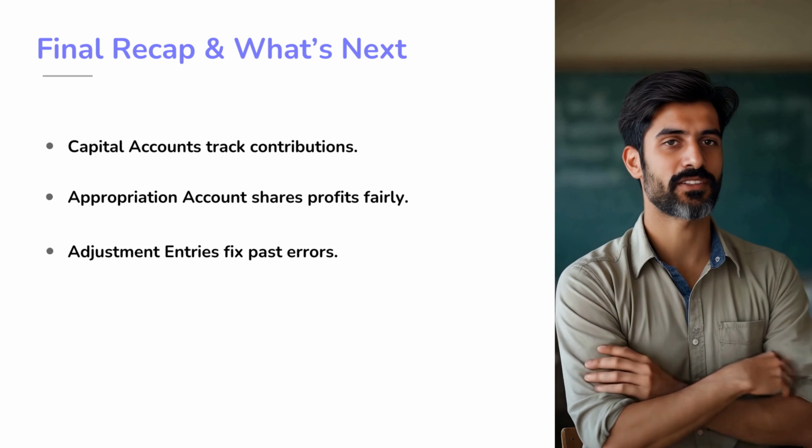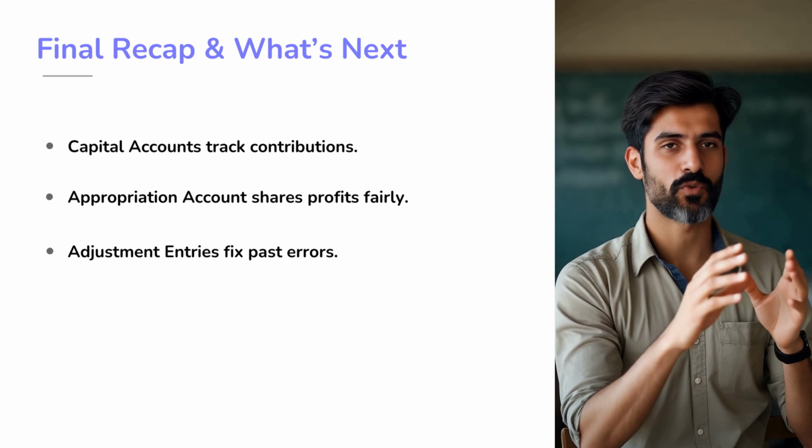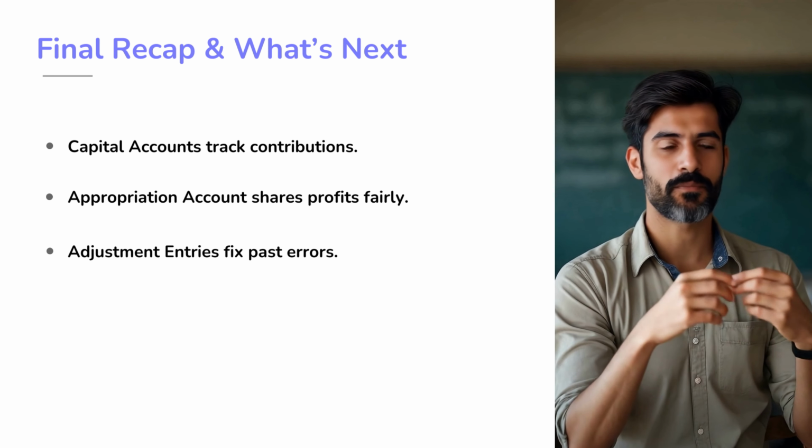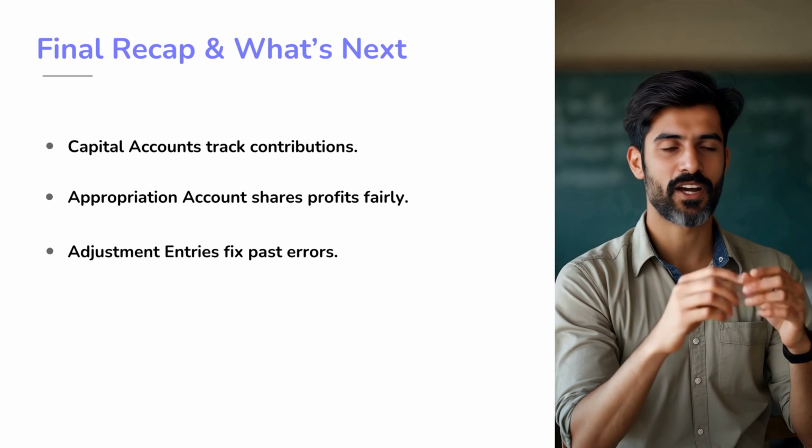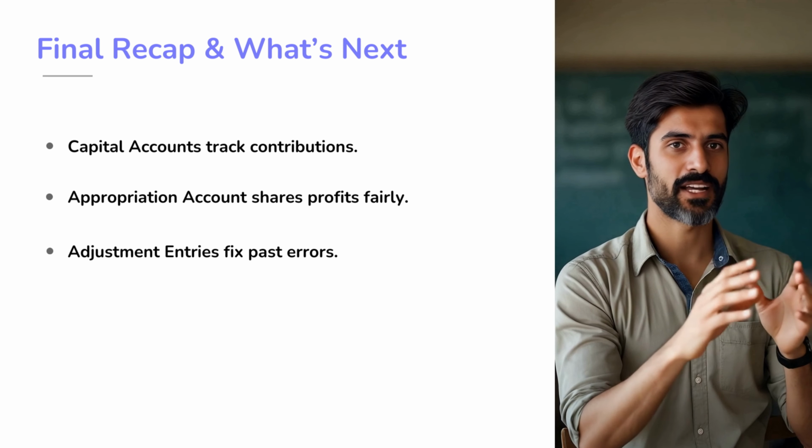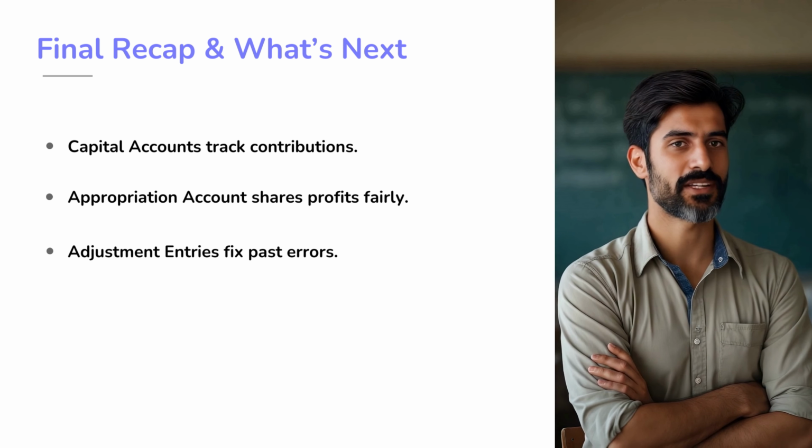So, here's your quick takeaway. Capital accounts show what each partner brings in. Appropriation accounts decide how profits are shared. And adjustment entries fix anything we missed.